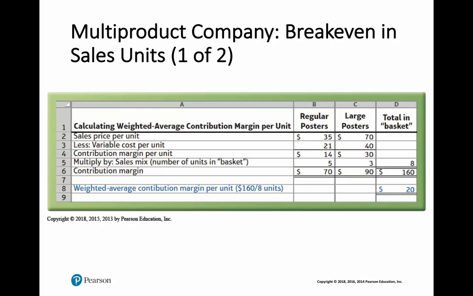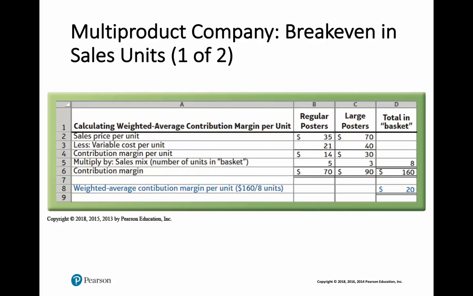Again, for every 8 posters, 5 would be regular. So we take our contribution margin for our regular times 5, which gives us a contribution margin of $70. Then we take our 3 large posters that we sell in our sales mix times $30 per unit, and it gives us a contribution margin of $90. So we add those two together.